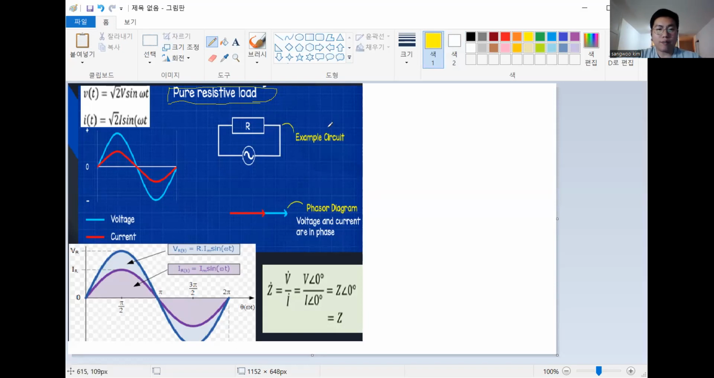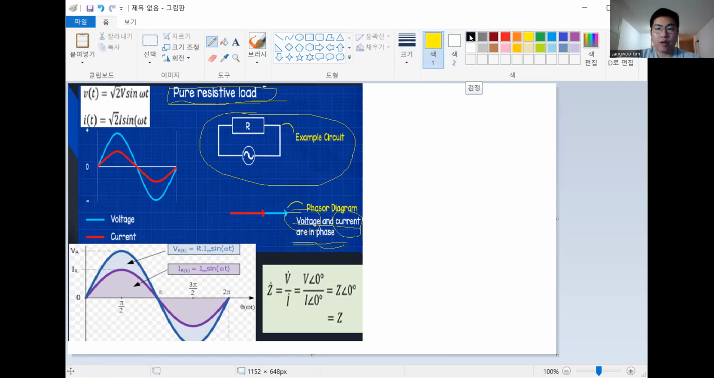First of all, the result in the pure resistor load is that voltage and current are in phase, which means the same phase, same angle. You guys need to know that voltage and current are different dimensions. We cannot actually compare them, but we just want to know it for the phasor.